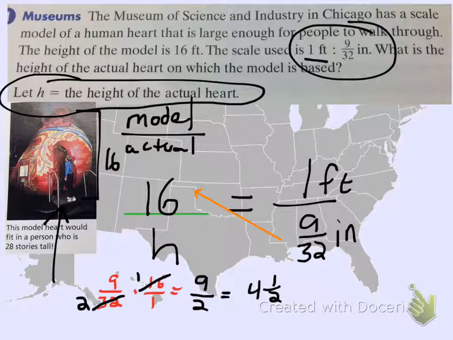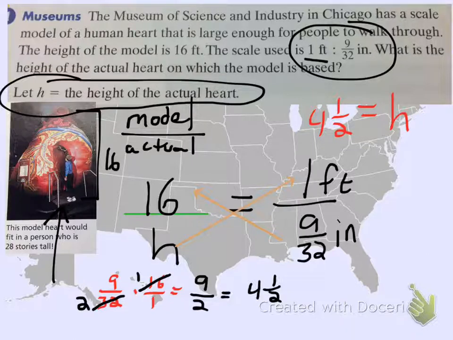So when I did 9/32 times 16, I get 4.5. So over here I'm going to put 4.5 equals, and now I'm going to do h times 1 foot. So that's h, because 1 times h is h.